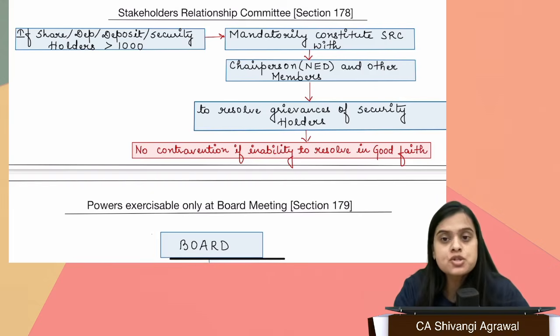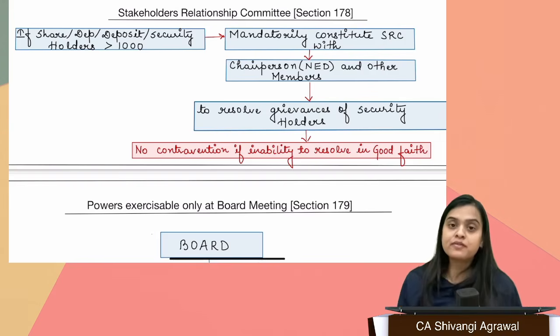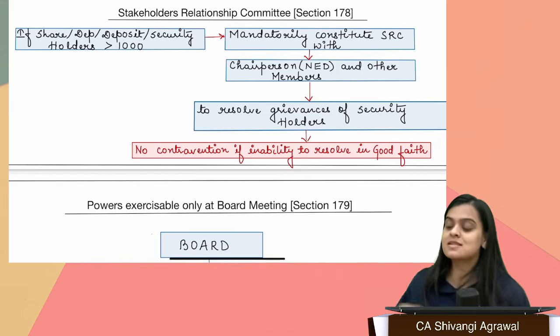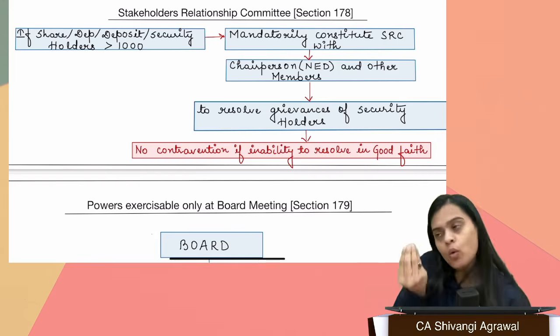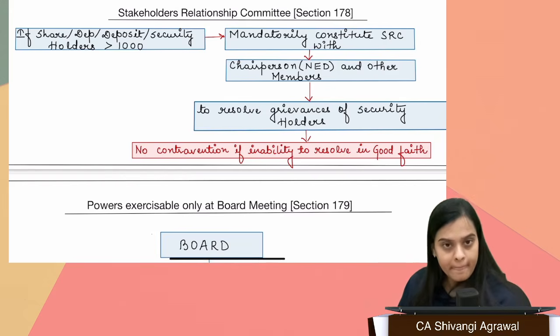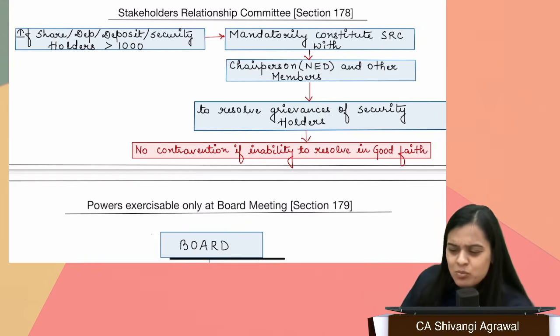Stakeholders Relationship Committee is entirely different. The more number of people you have, the more number of complaints will be generated. So you have to understand that if there is a teacher who caters to only 5-10 students, then you don't need a separate team or anything like that.